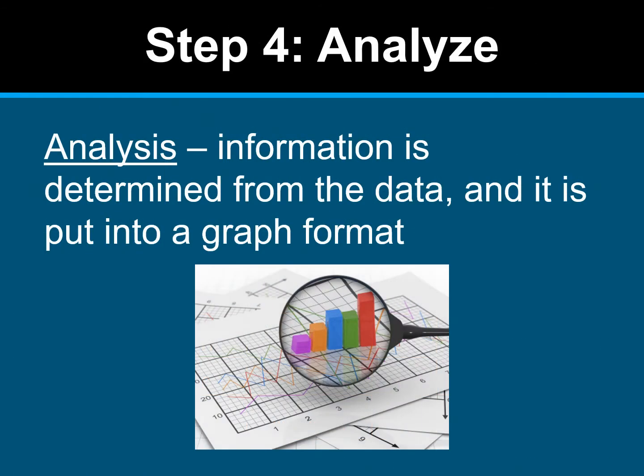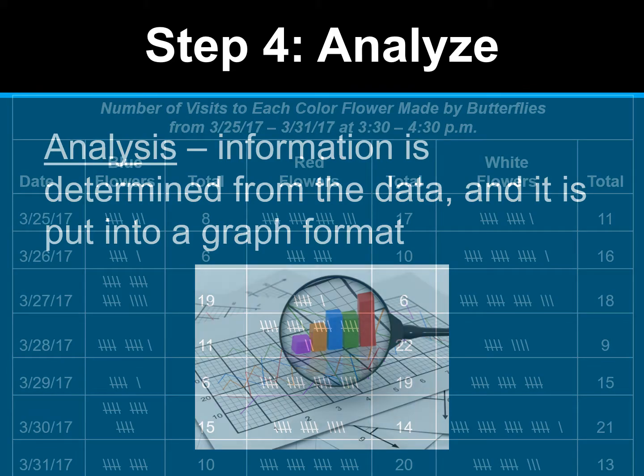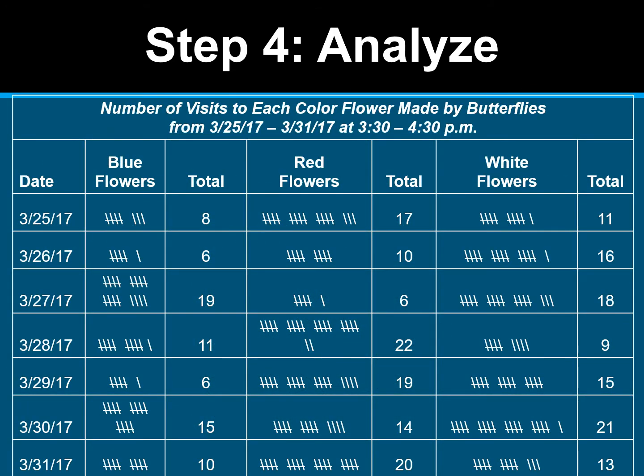Now that we've gathered data, we analyze the results. This is where we make sense of the data and put it into the form of a graph. The first thing I'm going to do to analyze my results is to get the average number of visits for each flower color and add that information to my data table. The red flowers had an average of 15.4 visits. The blue flowers had an average of 10.7, while the white flowers had an average visit of 14.7.